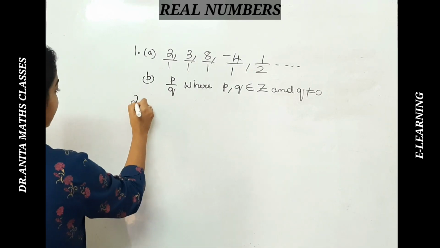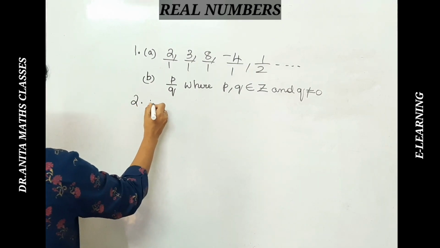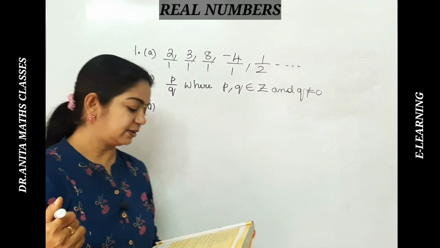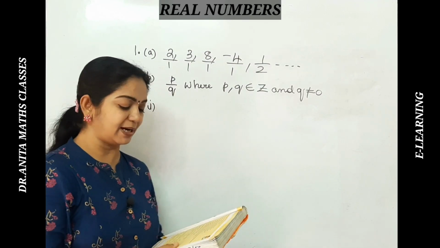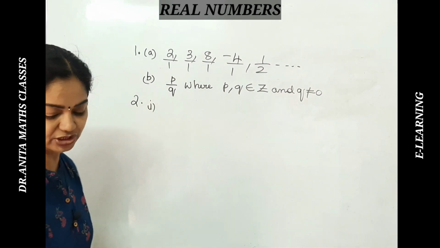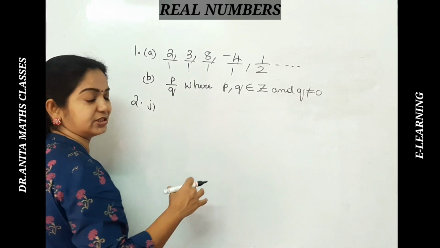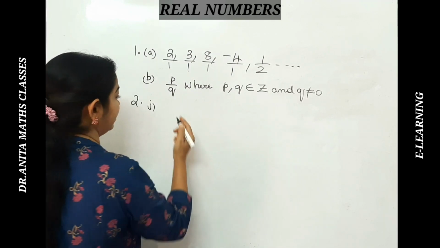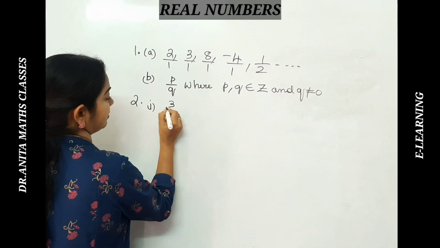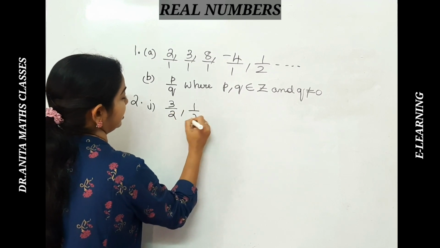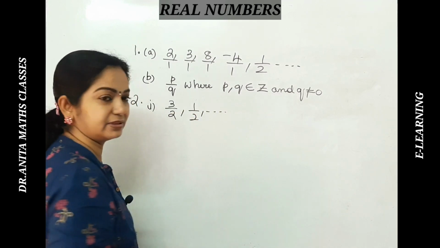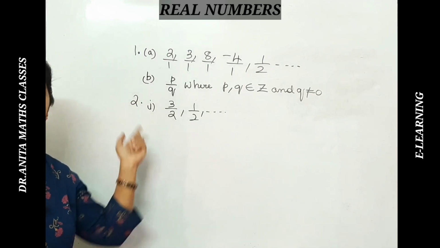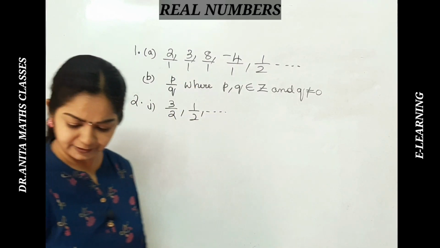Now moving on to the next one: give one example each of the following statements. A number which is rational but not an integer. So you can write any fractions, like 3 by 2 or 1 by 2. They are rational numbers but they are not integers.